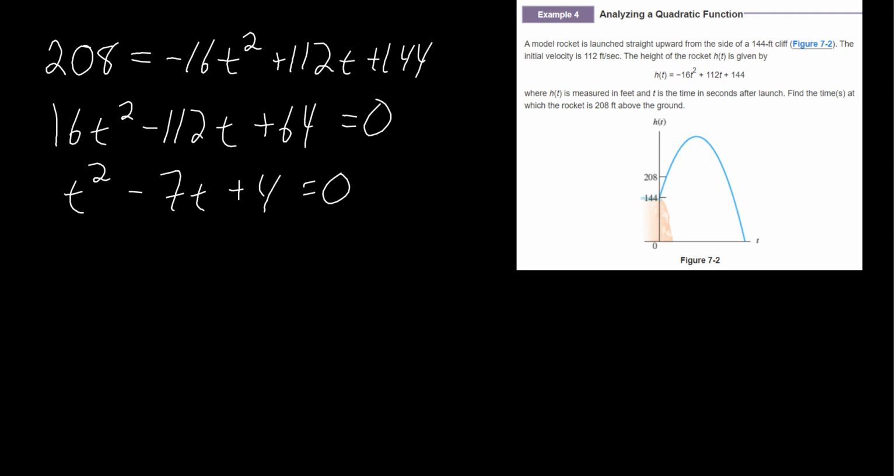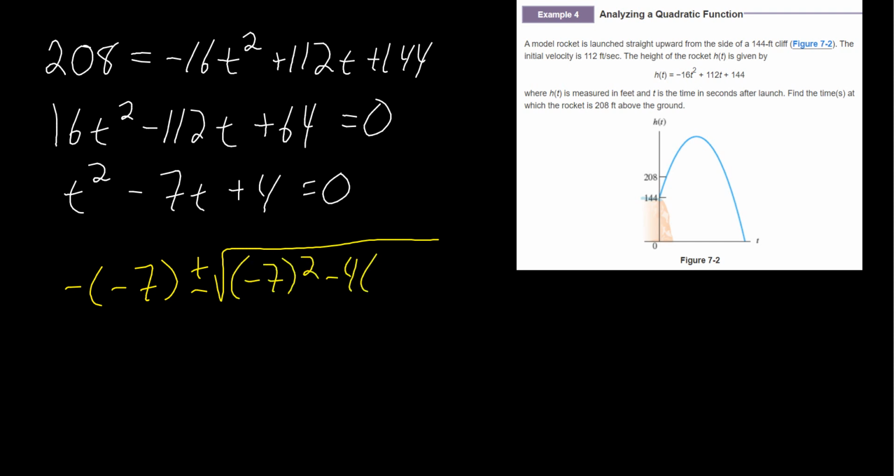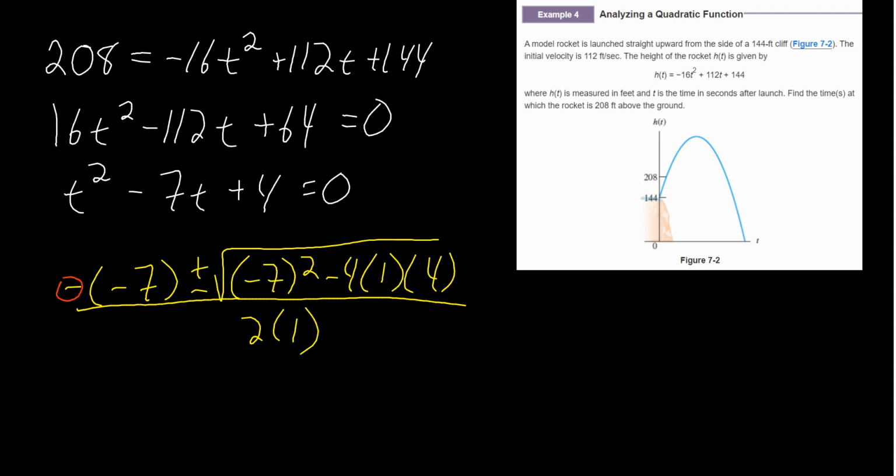But anyways, from here we just do the quadratic formula. So we say negative b, and b has always been negative so far, hasn't it? Plus or minus the square root of b squared minus 4 times a, which is 1, times c, which is 4, all over 2 times a. Notice how every single time, I put the negative from the quadratic formula out front, and then I put in parentheses what the number actually is.